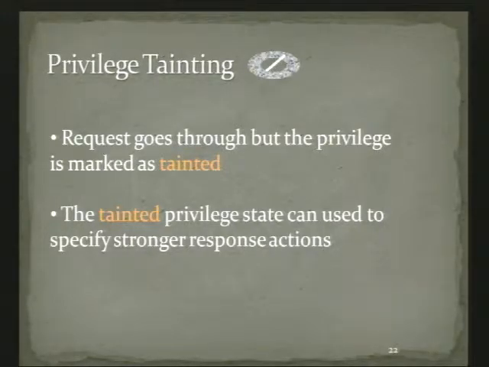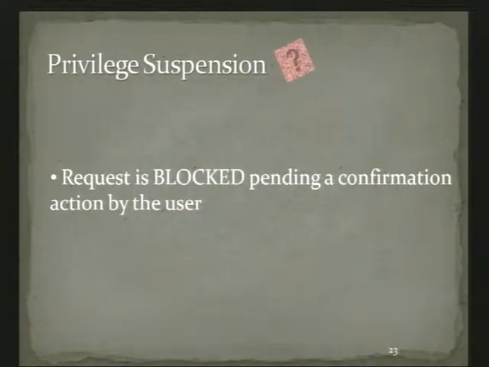Then there is something called privilege suspension, which is a little bit stronger than privilege tainting. So you suspend a privilege, and the request is blocked unless a confirmation action is performed by the user. You put the privilege in a suspended state, so if a user request comes and the privileges it is asking for are in a suspended state, the system is going to ask the user for a confirmation action such as re-authentication or a second factor of authentication.